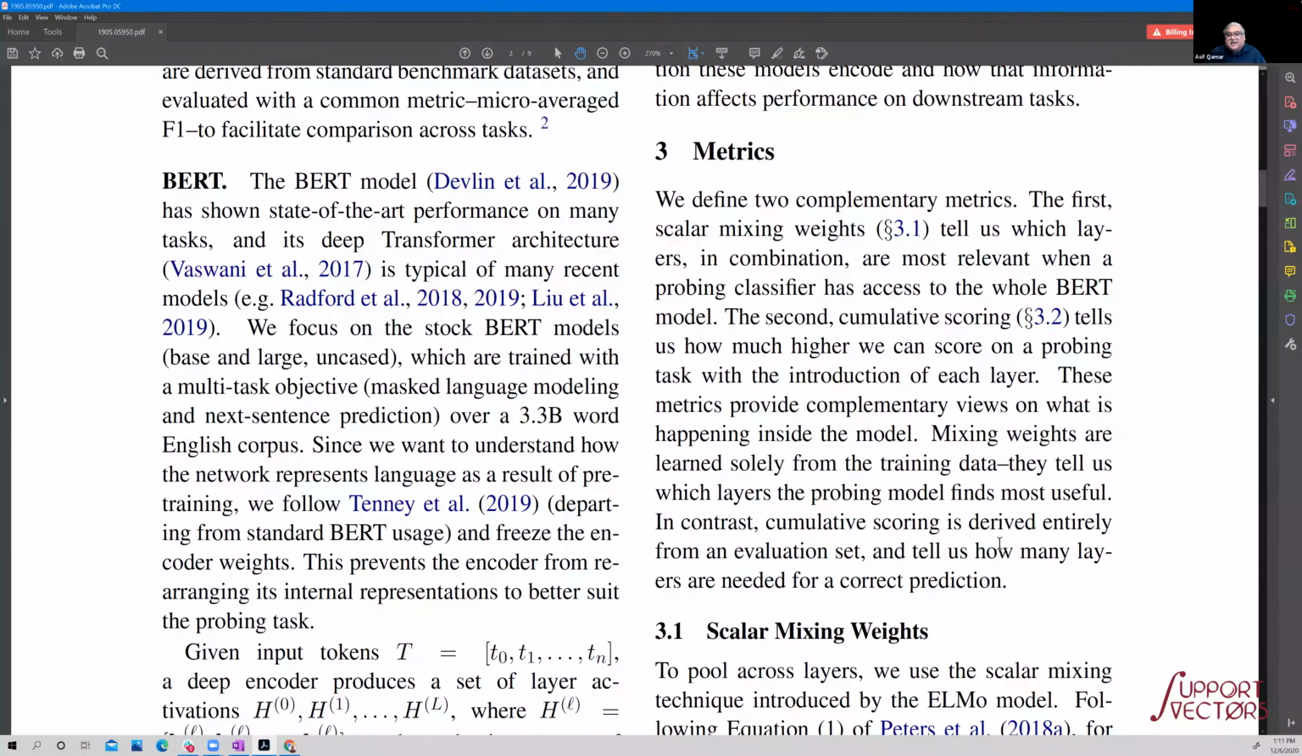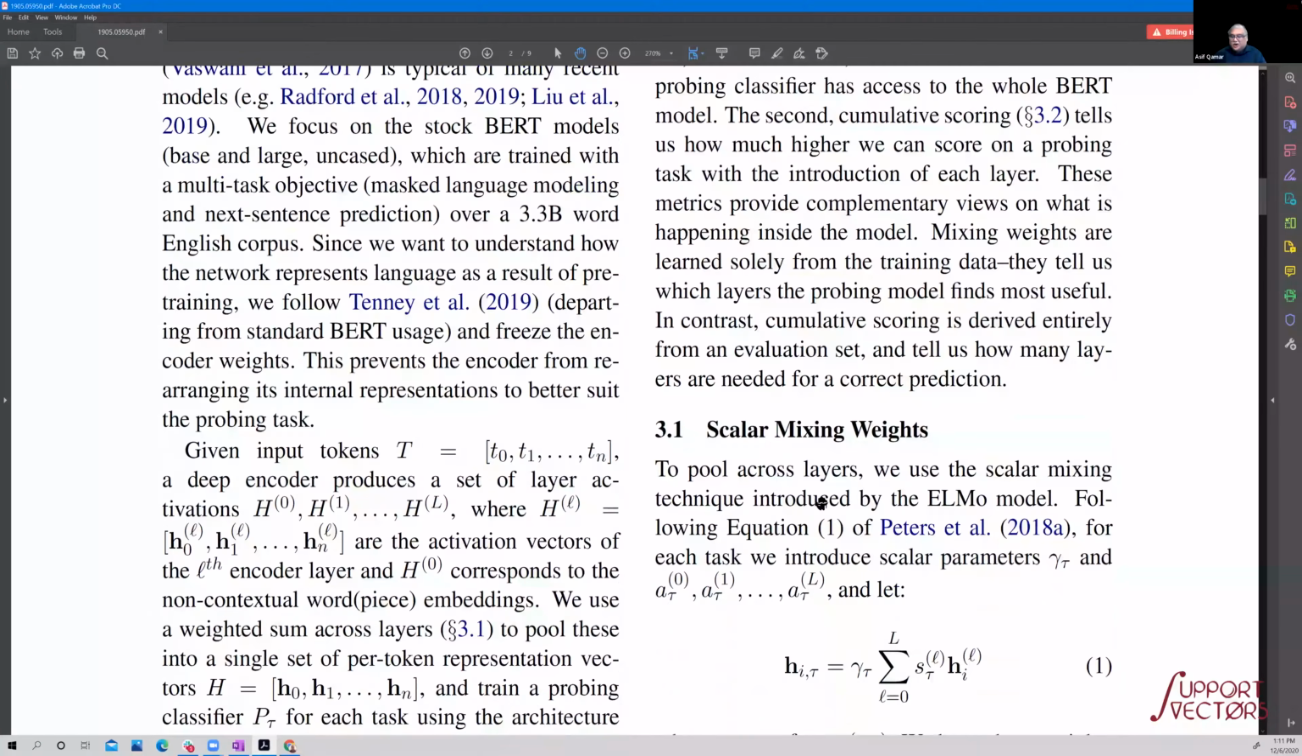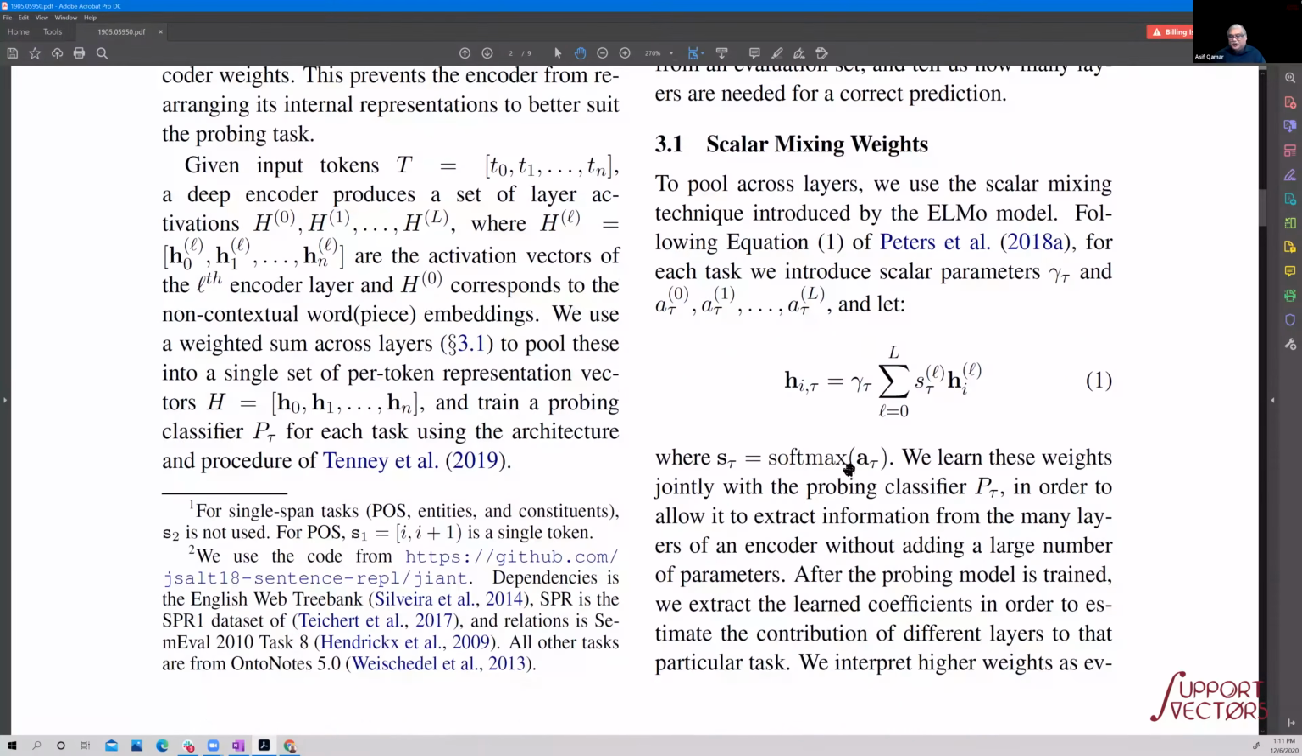So remember, scalar mixing weight just tells you which couple of layers. It sort of probes into it and tells you, this is it. And the second one tells you after how many layers it is done. Now you're moving on to higher order things. So these are the two things. Now there's a bit of a mathematical expression and so forth.